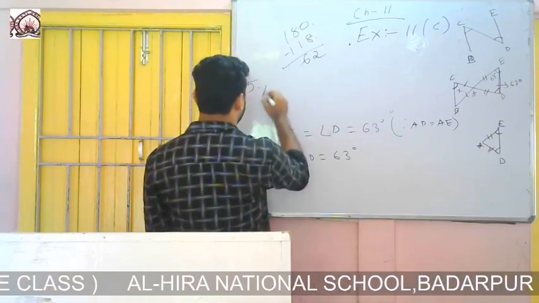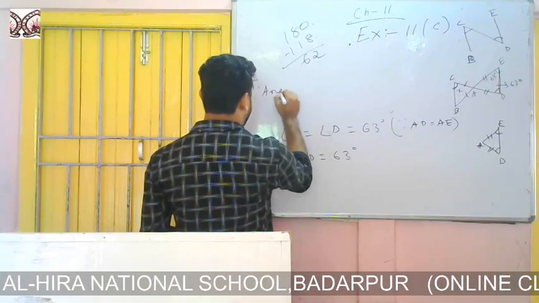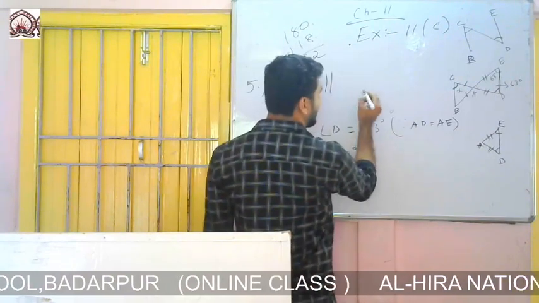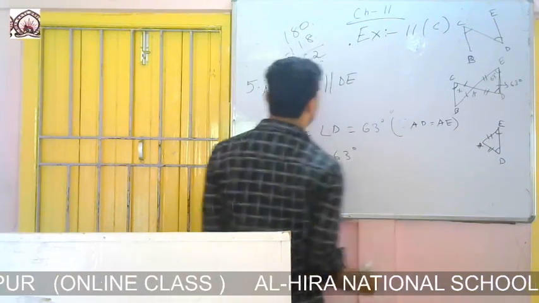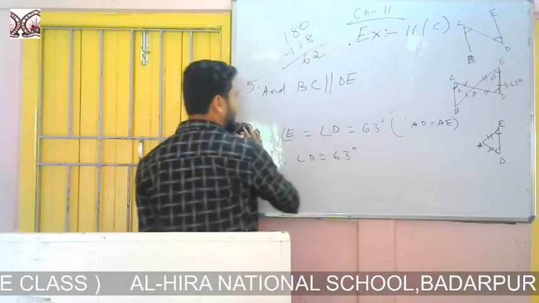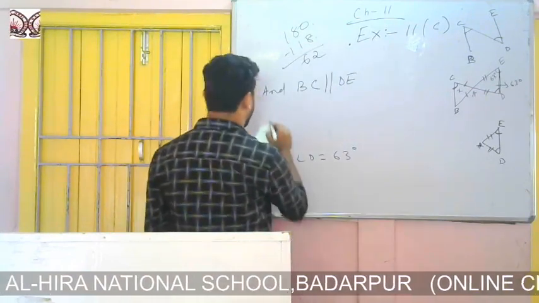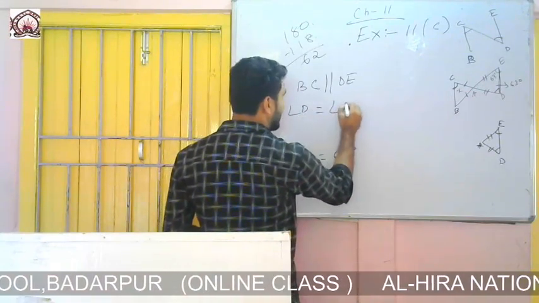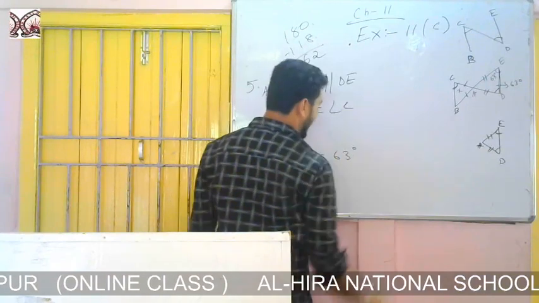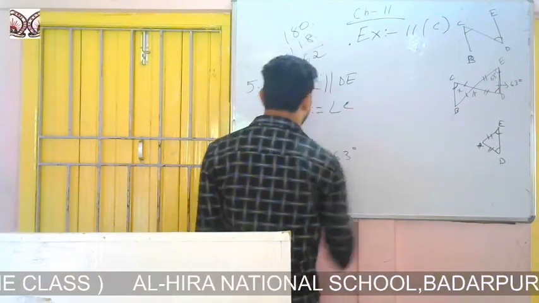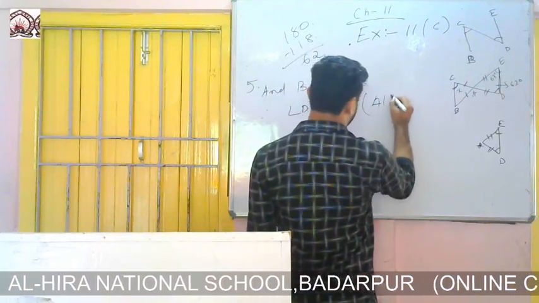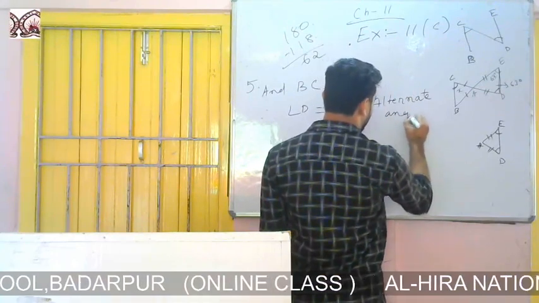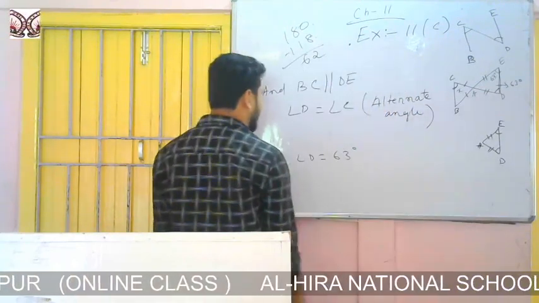So write, since BC parallel DE, therefore angle D equals to angle C. You write here alternate angle.